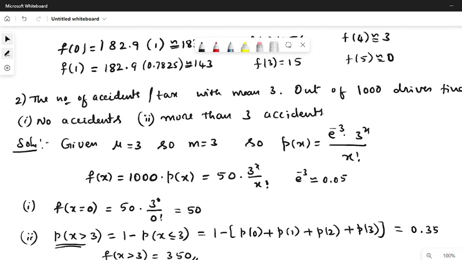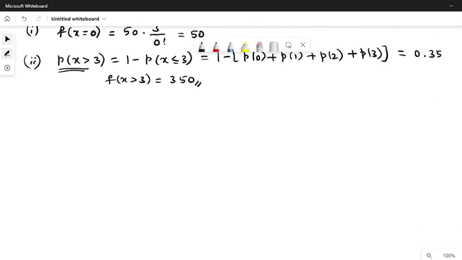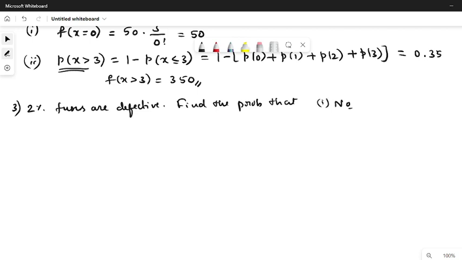So let us consider the last problem. 2% of the fuses manufactured by a firm are found to be defective. So 2% fuses are defective. So here P will be 2%, that is 2 by 100. Find the probability that a box containing 200 fuses contains no defectives. Second one, 3 or more defectives.